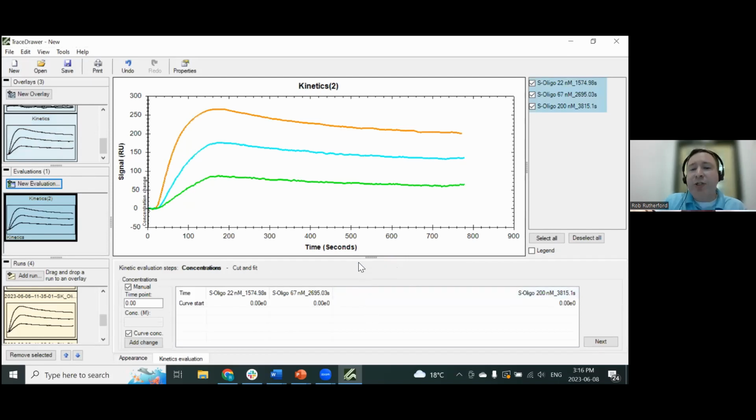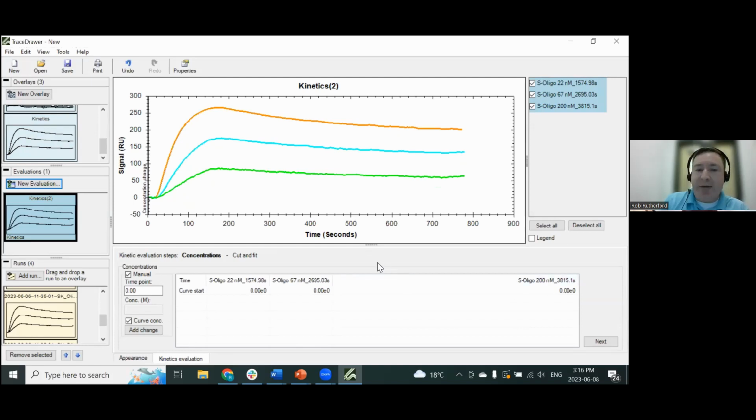What it's going to do now depends on what version of the software you have. I have an older version. It gives us a little bit more to do before it will generate the kinetics. If you're using the newer version, then the time and concentration changes are automatically put in based on the flow rates you selected in the OpenSPR. But for this, we're going to just go through it manually.